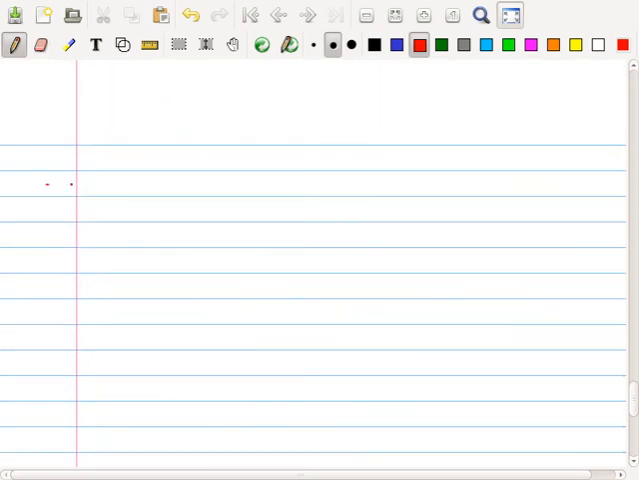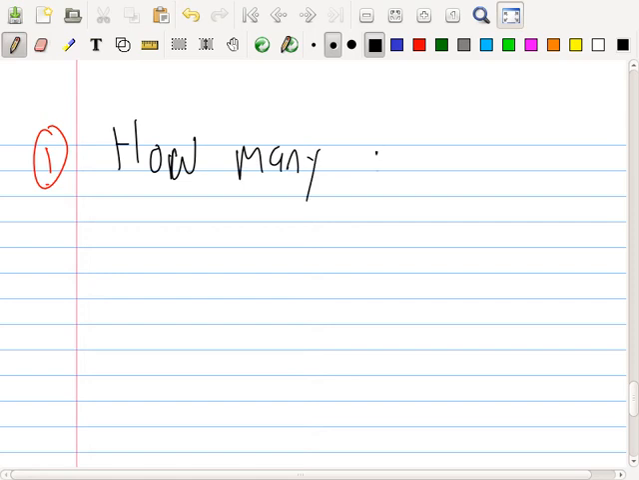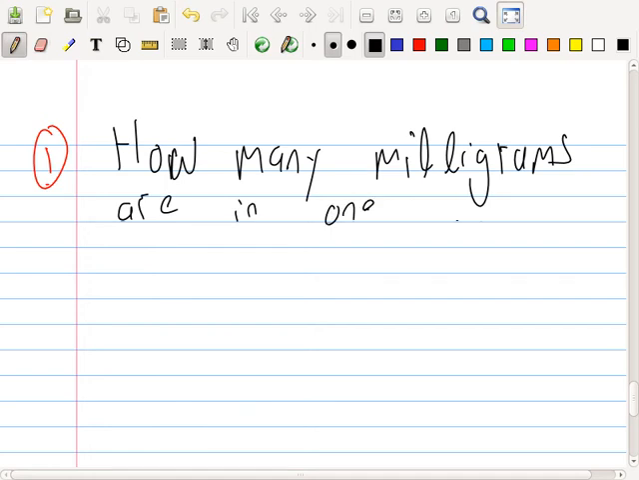Okay. Right, let's have a look at some examples. So I'll do number 1 for you on your worksheet. So the question is, how many milligrams, yes, so he says, are in 1 gram. So you don't really need to work it out. Yeah, it's 1,000.